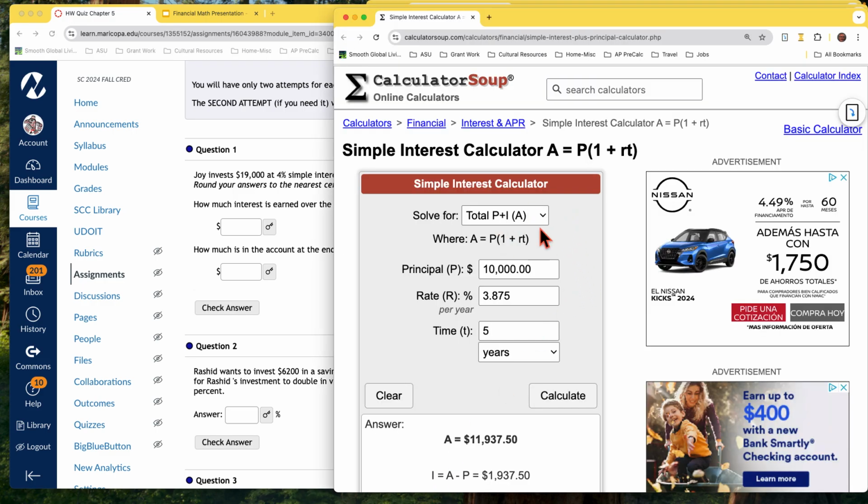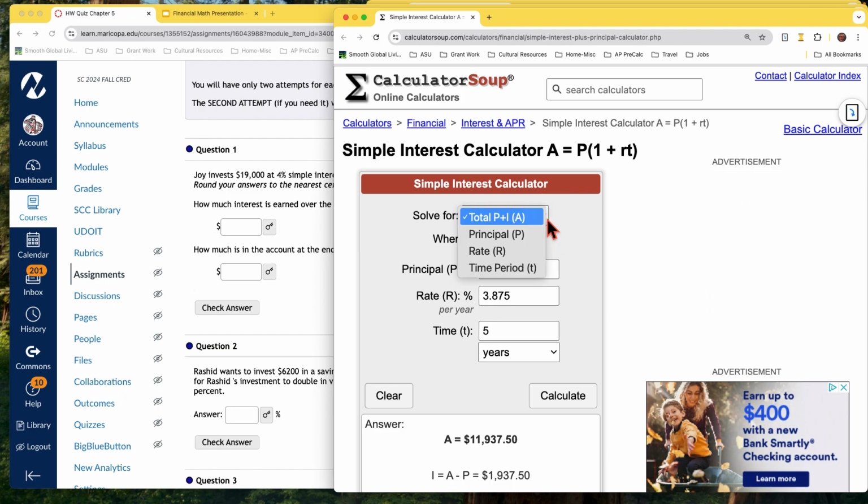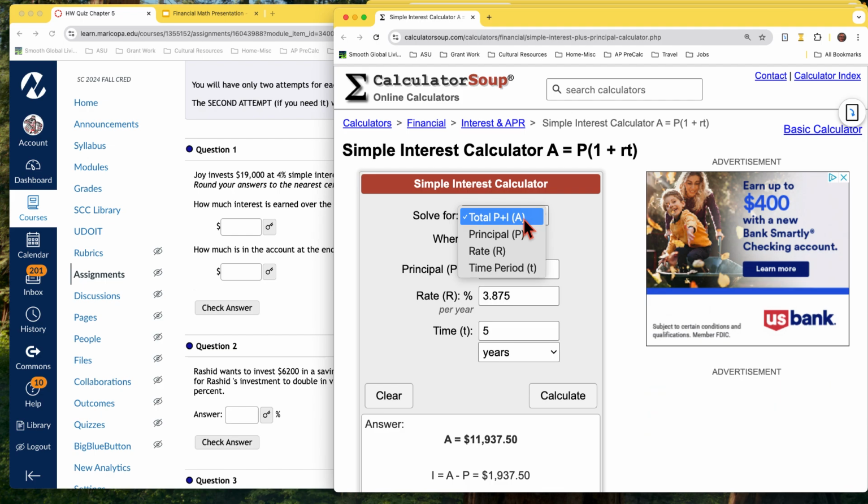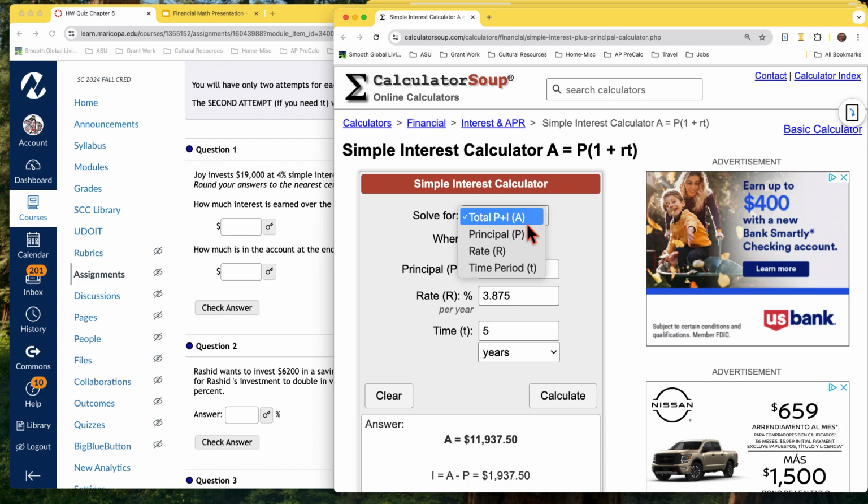So first of all, in the simple interest calculator, if you click up here, there are different things you can solve for. We can solve for the total. It's going to give us principal and interest, or we give it the principal and interest rate. You could solve for the principal, that's the amount that you deposit. You could solve for the rate, the interest rate. Some of the questions are that. Or you could solve for the time period.